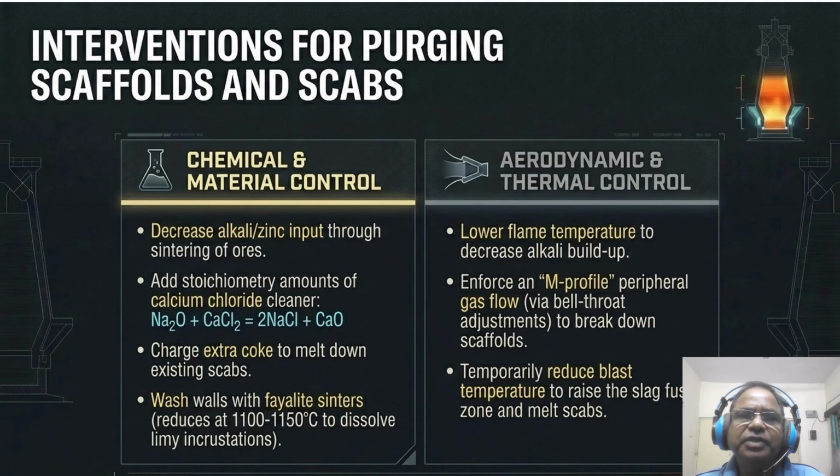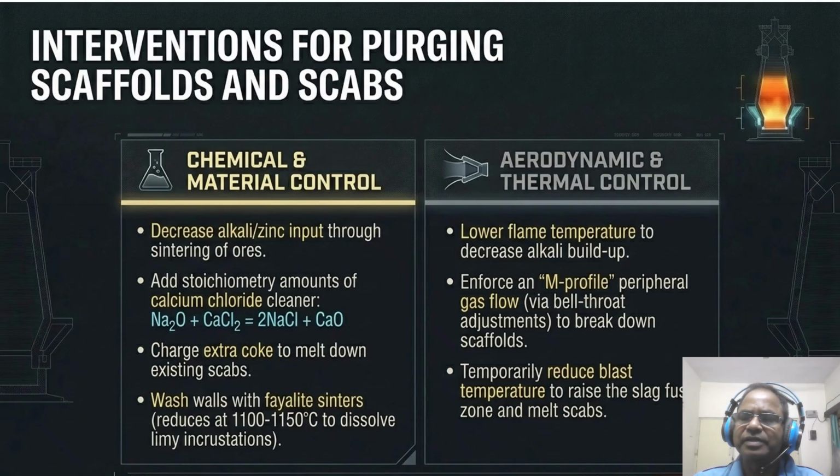So the operational impact here is a temporary loss in efficiency for a long-term gain in volume. You might even temporarily reduce blast temperature to raise the slag fusion zone and melt those lower scabs. So it's a balancing act. Too much heat and you melt the scab, but too little and the furnace hangs. So speaking of hanging, let's look at what happens when burden stops moving entirely.